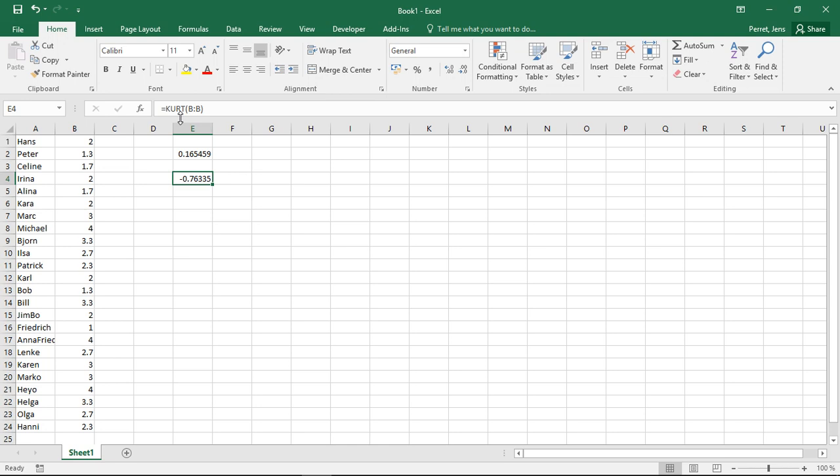So if we get a negative value here, this means it's closer to the mean. So it's steeper in the middle. If we would get a positive value, it would be broader. So that's the idea with the kurtosis. So here we actually have values which are relatively close to each other, to the mean.